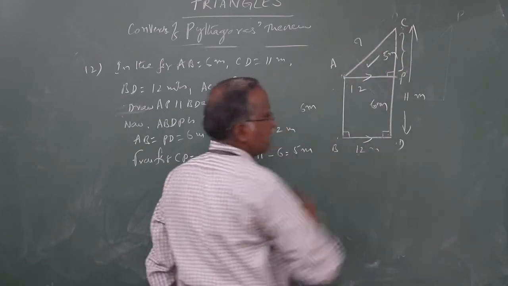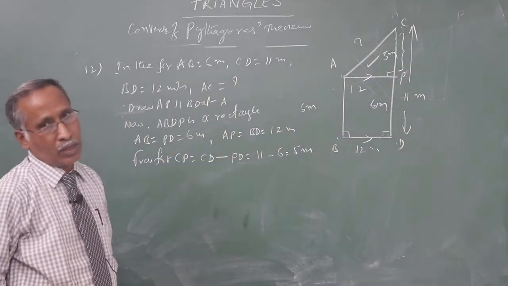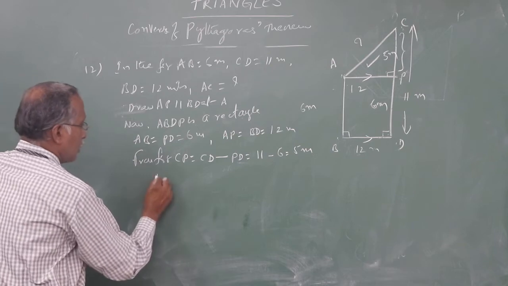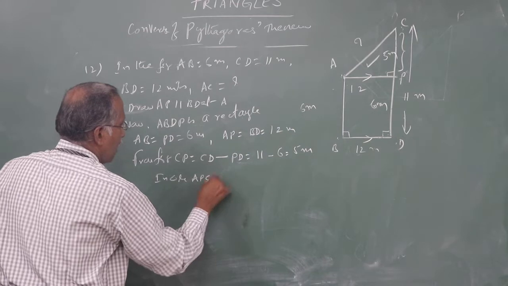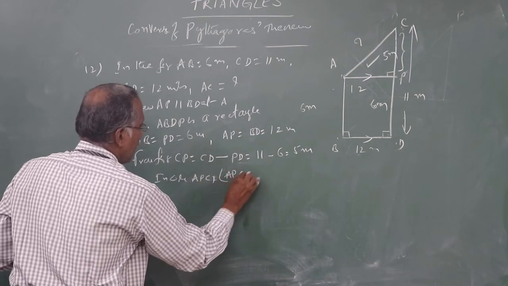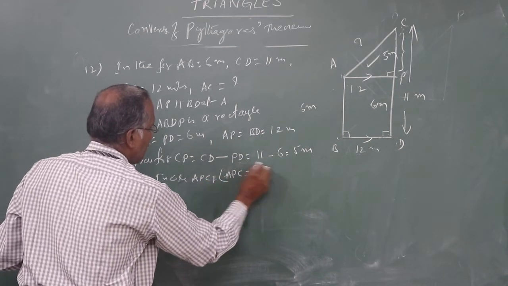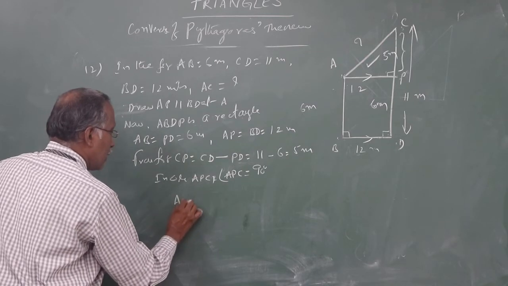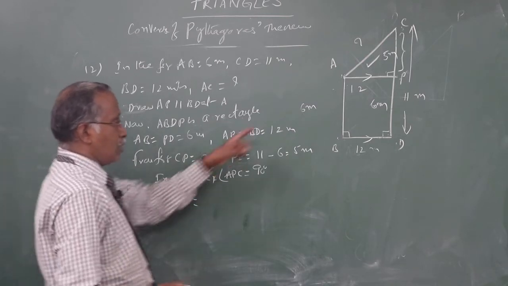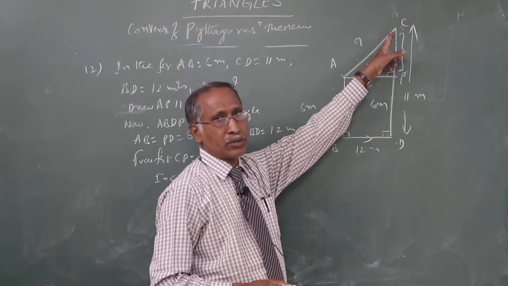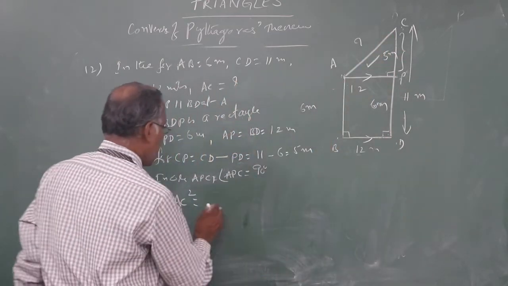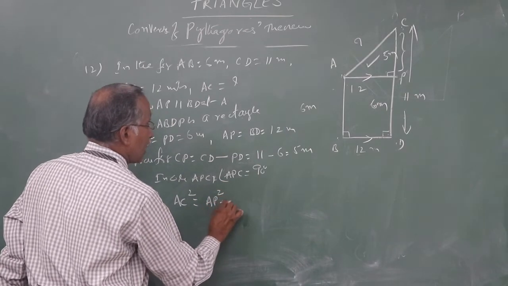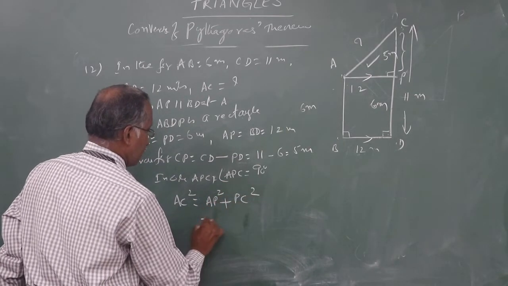Here APC is a right angle triangle. We have to apply the Pythagoras theorem. So in the triangle APC, angle APC is equal to 90 degrees. By Pythagoras theorem, AC square on the hypotenuse is equal to the sum of the squares on the other two sides. So AP square plus PC square.